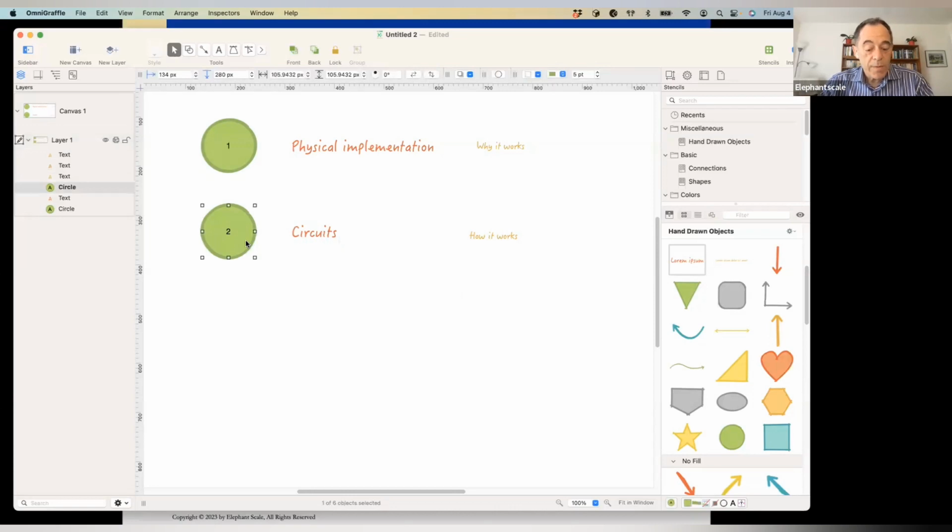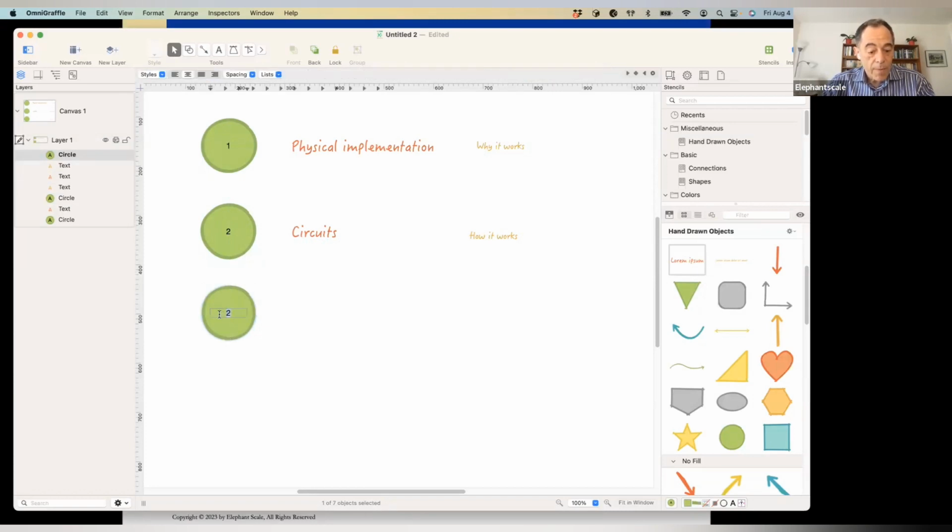But there's a third one. Luckily, I won't show you any fourth one. So 1, 2, 3. That's the third one. And that is the math part.